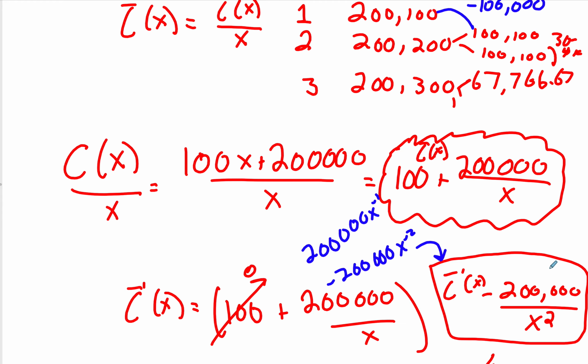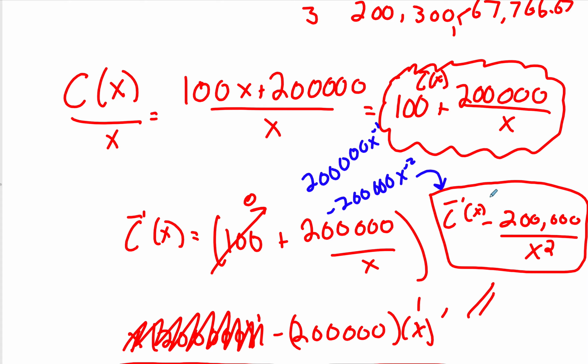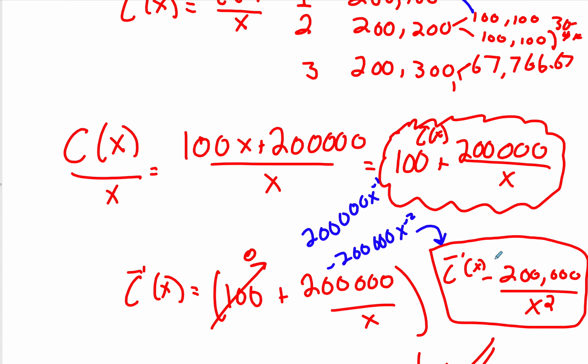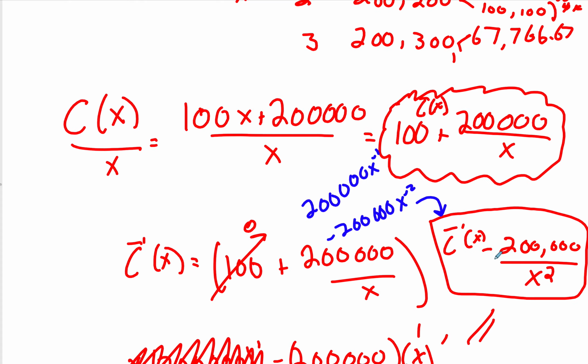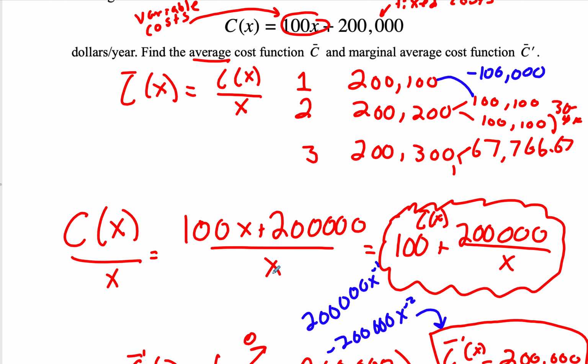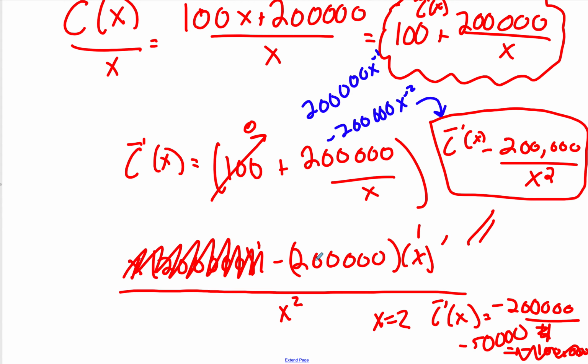Okay, so hopefully this made sense to you. I wouldn't worry so much about interpreting right now, as much as making sure you can understand, one, how to find the average cost and how to find its derivative, the marginal average cost. So please make sure you understood what I did here, and then in a moment I'll move on to the second problem.